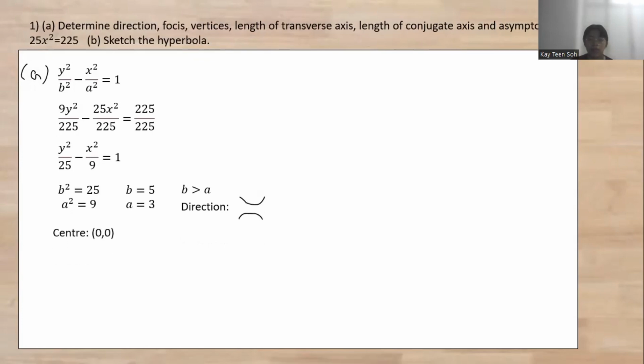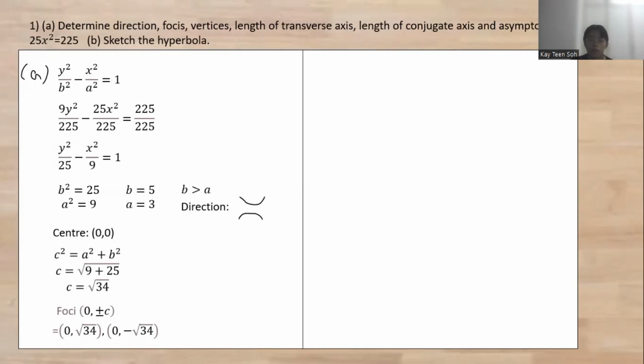For the center of the graph, since there is no h, k mentioned, we'll use (0, 0). In order to find the foci, we need to find c first. So c squared equals a squared plus b squared, so c equals the square root of a squared plus b squared, which is the square root of 9 plus 25, equals the square root of 34. So for the foci, one is (0, √34), while the other is (0, -√34). In order to find the vertices, we need to substitute the value of b into it. Hence, the vertices will be (0, 5) and (0, -5).